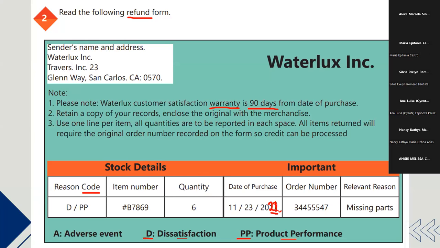So, what do you think? Will the customer receive the refund? Yes or no, or why? What do you think? What do you think, Nancy?